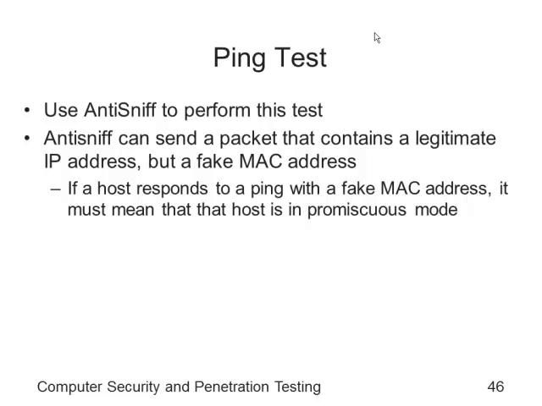A ping test. It says anti-ping can send a packet that contains a legitimate ping, but a fake MAC address, where a normal machine wouldn't accept it because it's not correct. Okay? If it replies with a fake MAC, it must mean it's in promiscuous mode. Because it shouldn't reply if the MAC is wrong, because ping only works internally. It does across the internet, but at the end it actually does a unicast request to it.